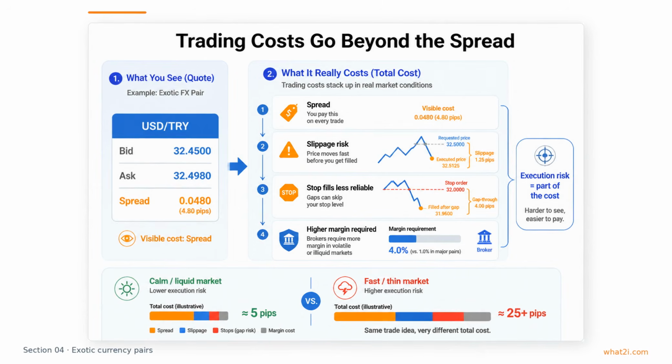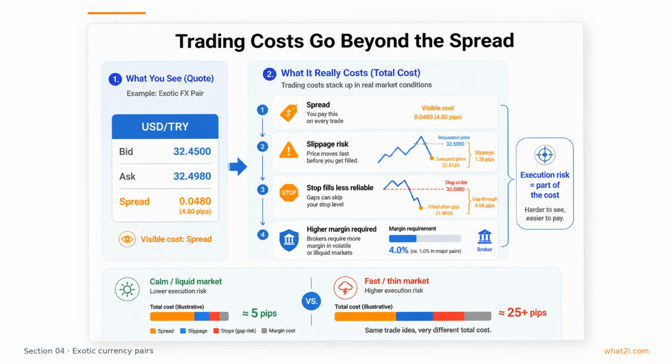The total cost of trading an exotic pair goes beyond the visible spread. Slippage risk is higher, especially when the market is moving quickly or trading is thin. Stop-loss orders may fill less reliably, which means the actual exit can be worse than the planned exit. Brokers may also require higher margin on these pairs because of the added risk, so execution risk becomes part of the trade cost, not just a separate concern. In exotics, the idea may be right, but the path from entry to exit can still be expensive.